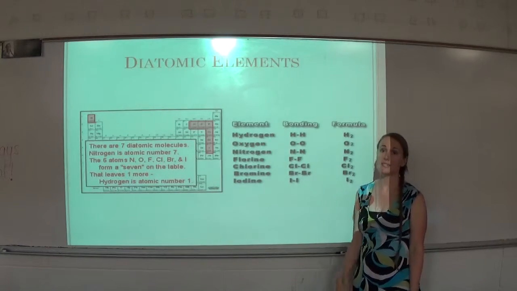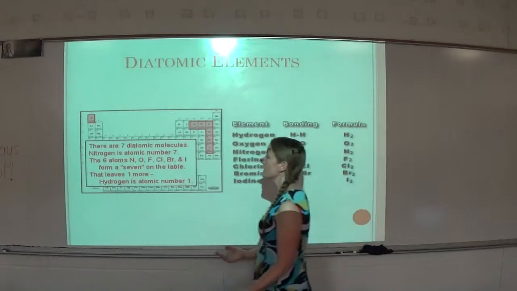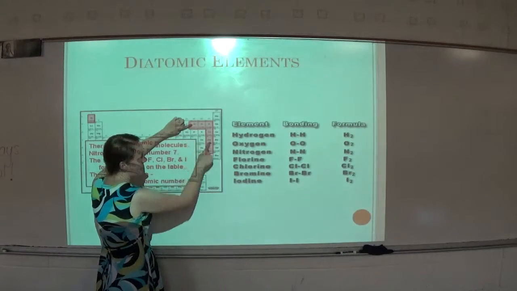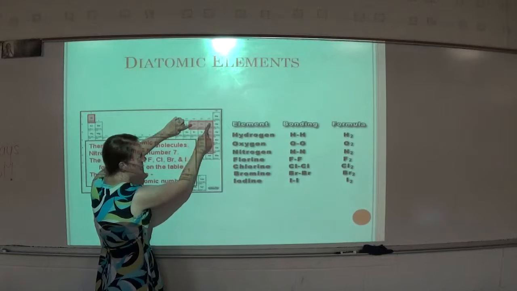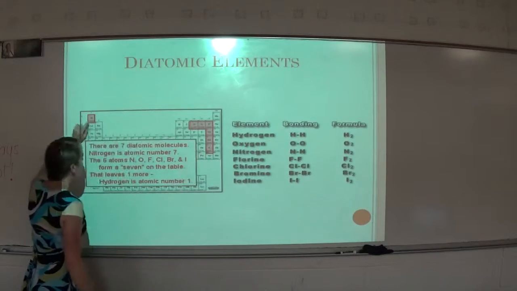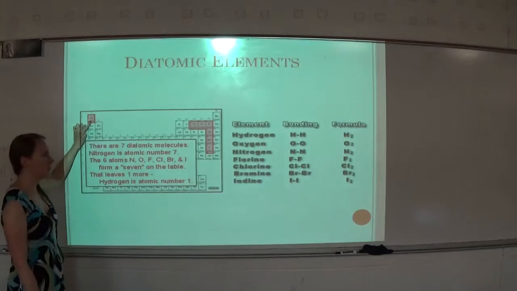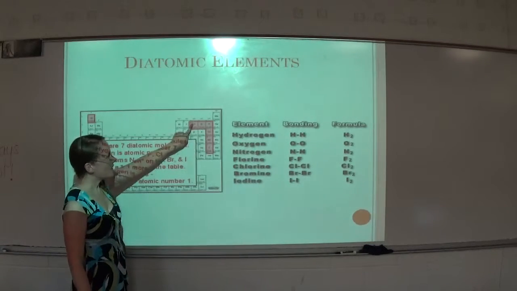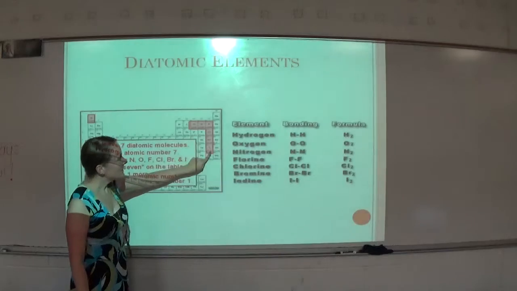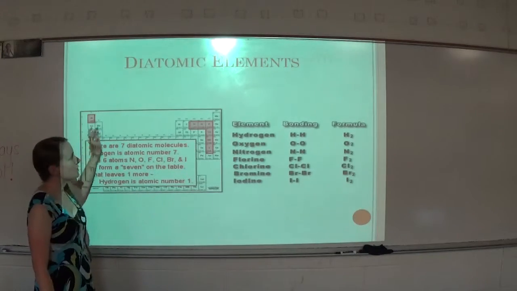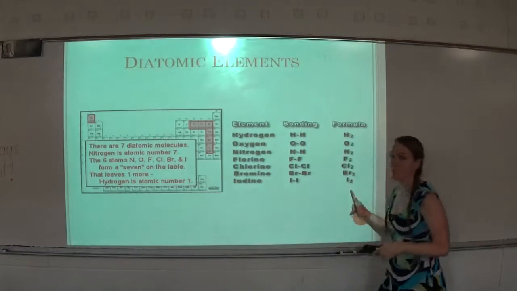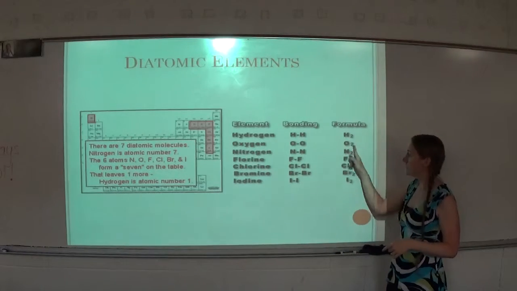How are you going to remember which elements are diatomic? It's actually really easy. There's 7 of them. You start at element number 7, which is nitrogen, and then you make a big 7. See how this makes a 7? So it's N, O, F, Cl, and then you just have to remember hydrogen. I don't have a way to help you remember that because it's all the way on the other side of the periodic table. But those are your diatomics. Whenever those elements are by themselves, they always have a subscript of 2.